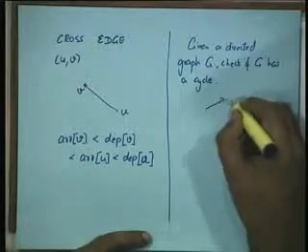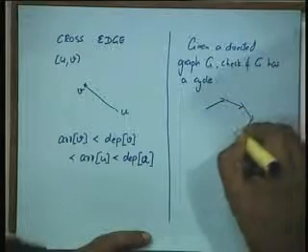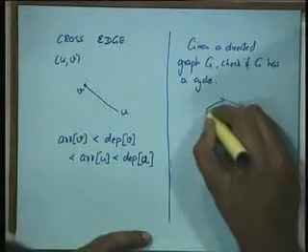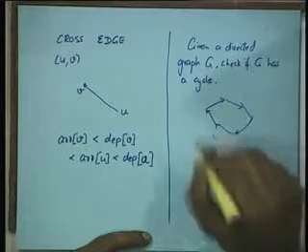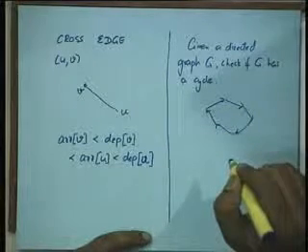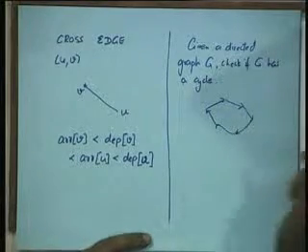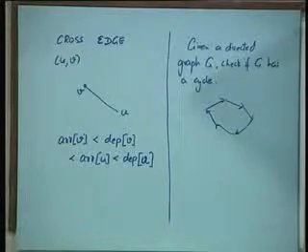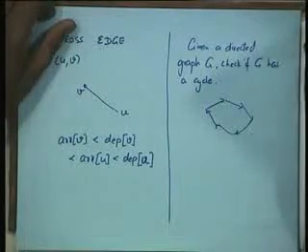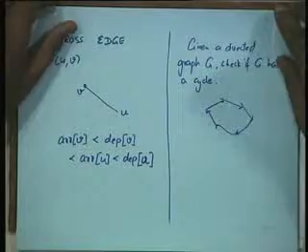So, it is basically a path which closes on itself, right. The starting and the ending of the path are the same. So, how will you check if a given directed graph has a cycle? How will you check if a given undirected graph has a cycle?